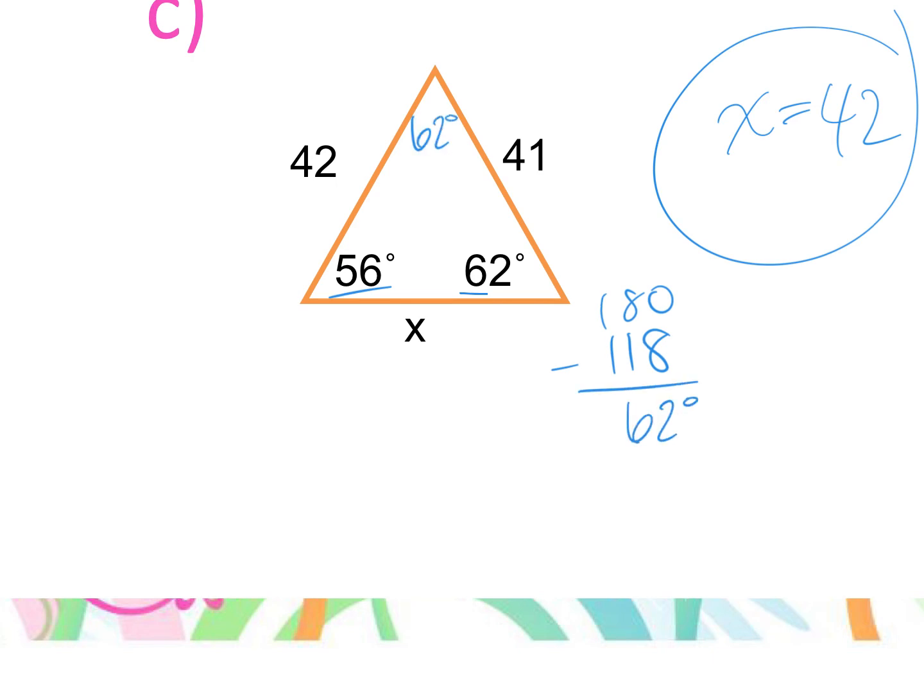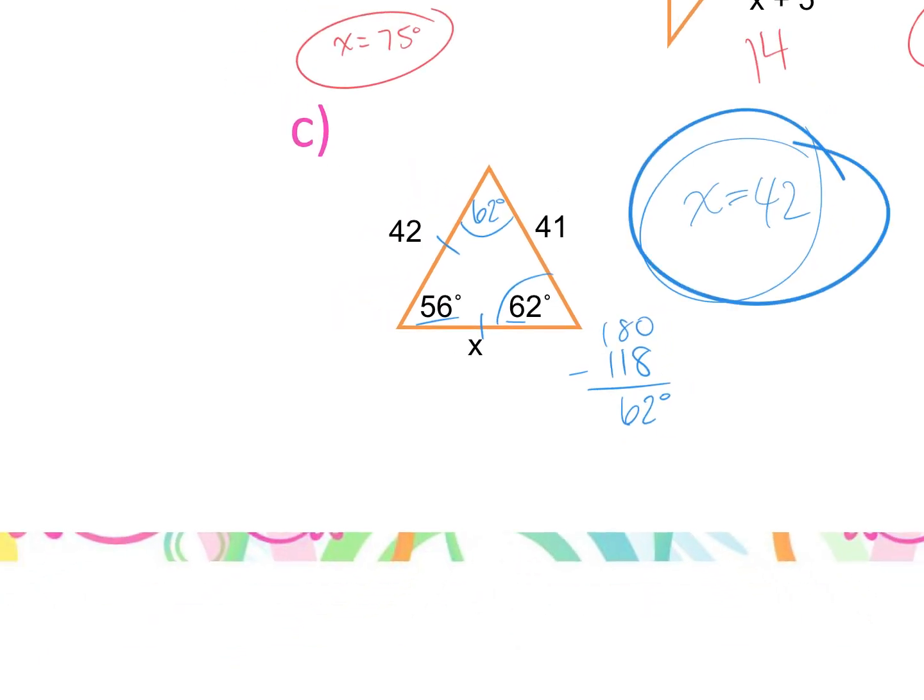Say what? Do we have 2 congruent angles now? Which 2 are congruent? The 62s, which means what kind of triangle do we have? Isosceles, so the opposite sides must be congruent. What is x's value? 42.